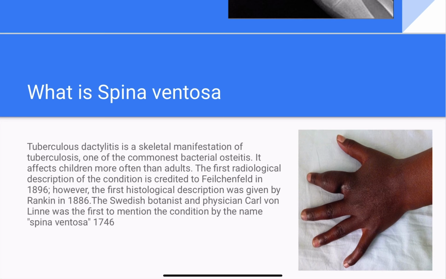The first radiological description of this condition is credited to Felchenfeld in 1896. However, the first histological description was given by Rankin in 1886. The Swedish botanist and physician Carl von Linné was the first to mention the condition by the name Spina ventosa in 1746.